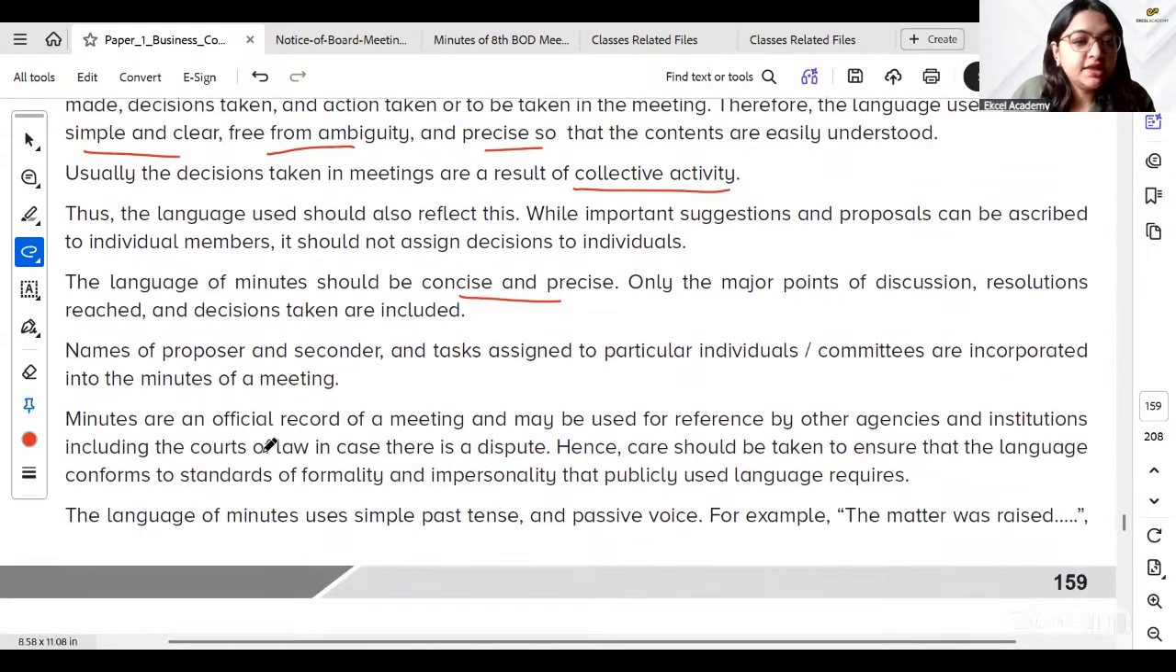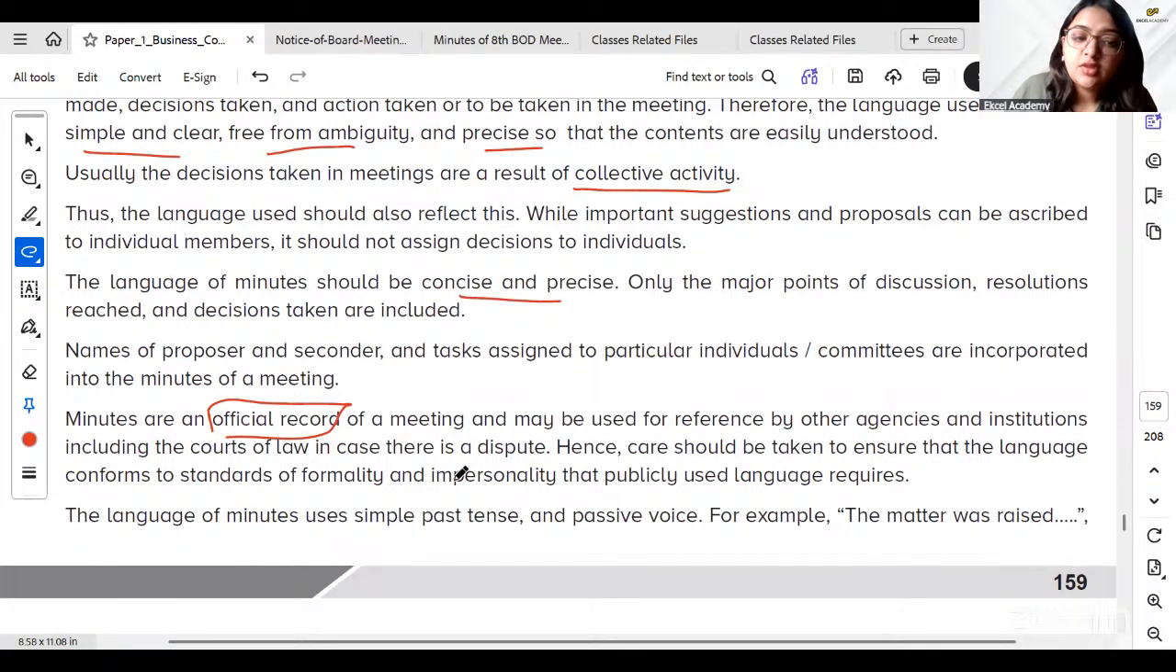Names of the proposer, saying I as a director have proposed it and Mr. B has seconded it. So you will say name of the proposer here. Seconder will be your Mr. B and the task that is assigned, right? So what are minutes? They are an official record of the meeting. Hence, care should be taken to ensure that the language conforms to the standard of formality.